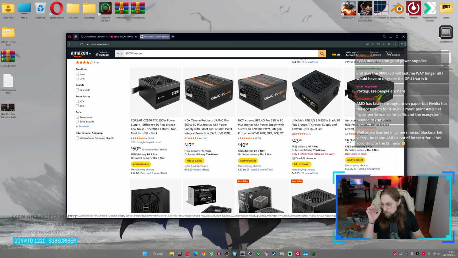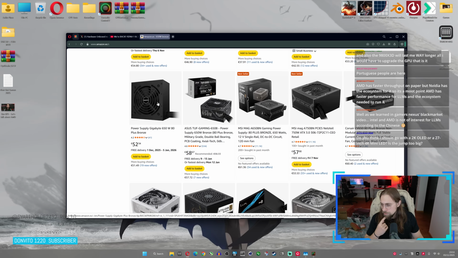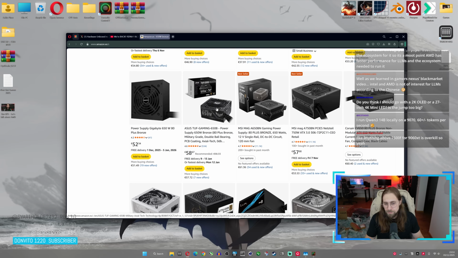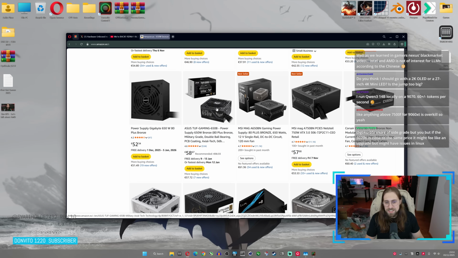Some PSUs from Aerocool are actually quite decent. They're not the best, but they're quite decent for the price. Let me see what we have here. Something like this Gigabyte one. Yeah, but for example, maybe this one, the Tough Gaming, 650 watts bronze. I believe it's more than enough.